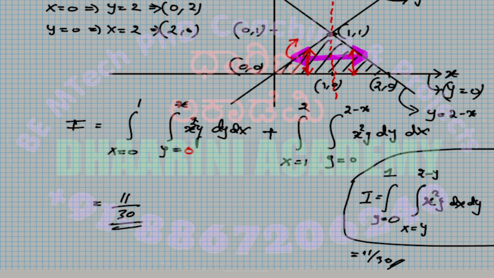Later on, if you have any doubt, I'll definitely help you out to solve this. Otherwise, I think this is straightforward, right? So the upcoming session will be on the changing of the order of integration. Very important.